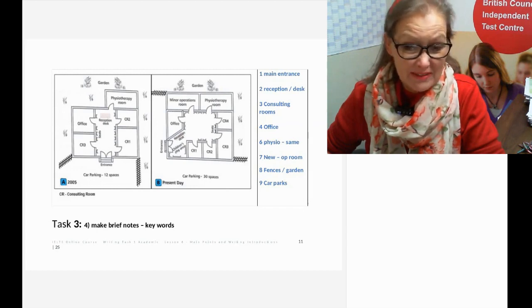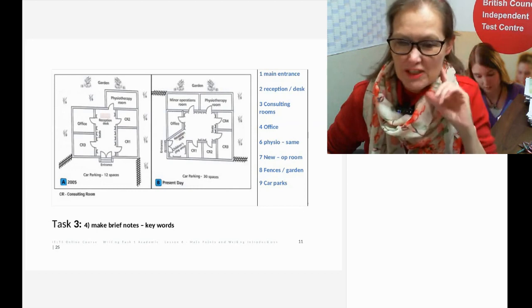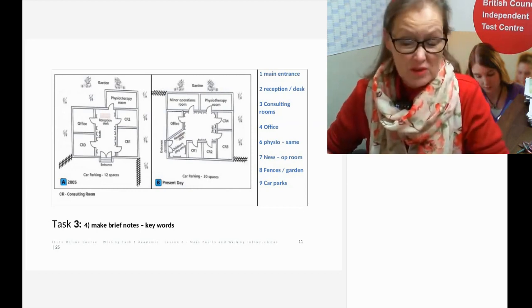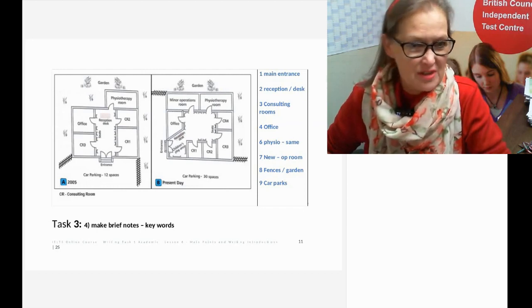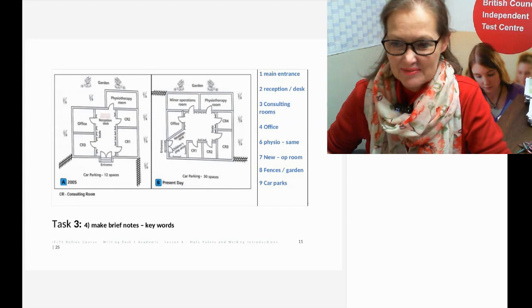Do you need more time? It should really just take a couple of minutes. You don't want to spend longer than 5 minutes doing this, reading your task and making your notes. Let's move on to the next slide and have a look.